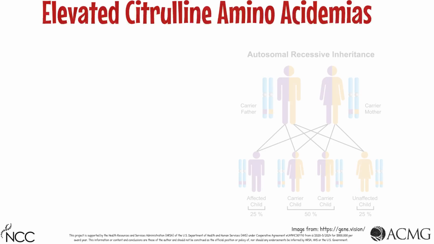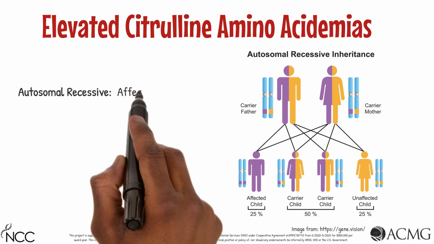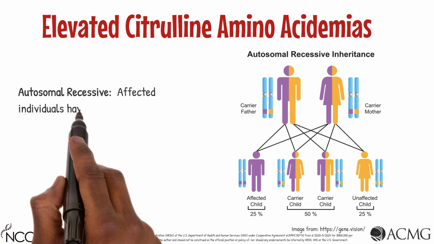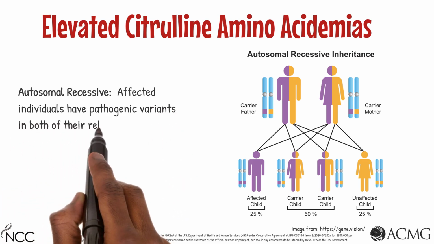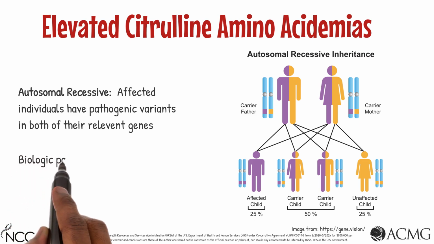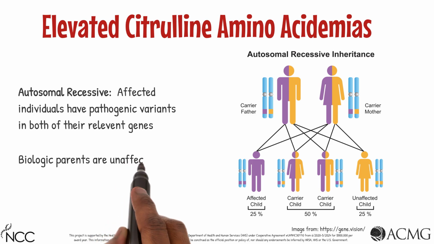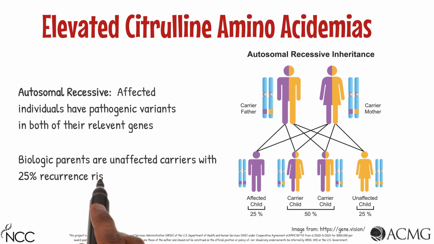A detailed list of diseases associated with elevated citrulline, along with their clinical considerations, can be found on the ACT sheet. These amino acidemias are inherited in an autosomal recessive manner, meaning that only infants with a pathogenic variant in both of their relevant genes will be affected. Biologic parents with a child with one of these disorders are carriers and are unaffected, but have a 25% recurrence risk with any future children they have together.